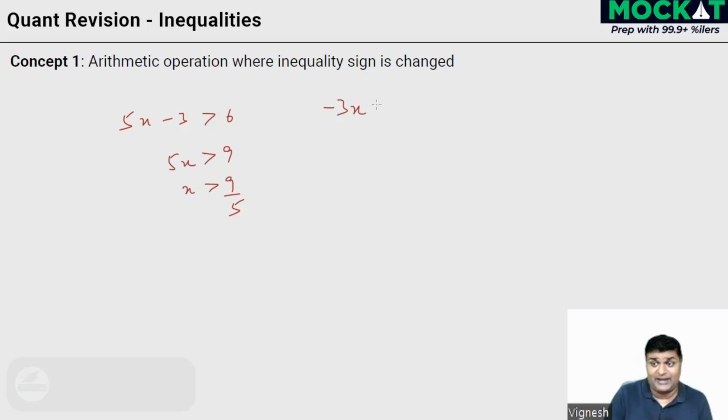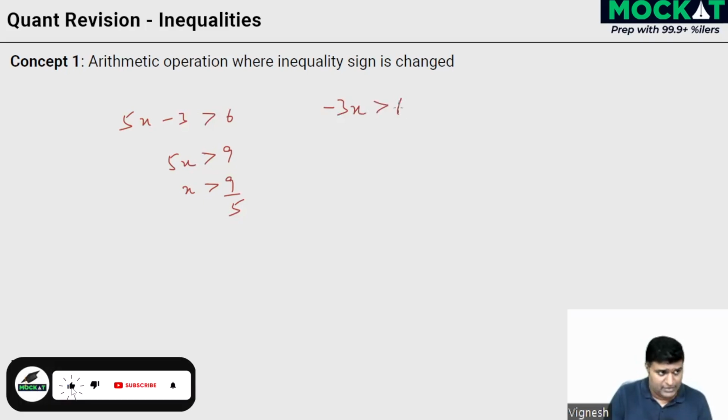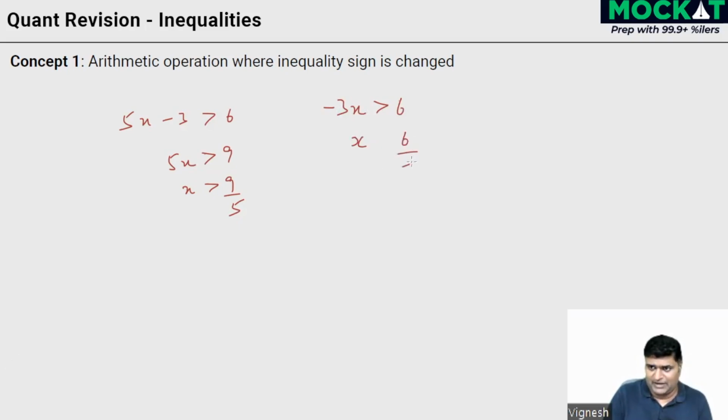For instance, if minus 3x is greater than 6, then x, if minus 3 is brought to the other side as 6 by minus 3, as something negative is moving to the other side, the sign is going to be flipped this way. So x is going to be less than 6 by minus 3, which is x is less than minus 2. So that becomes the answer.